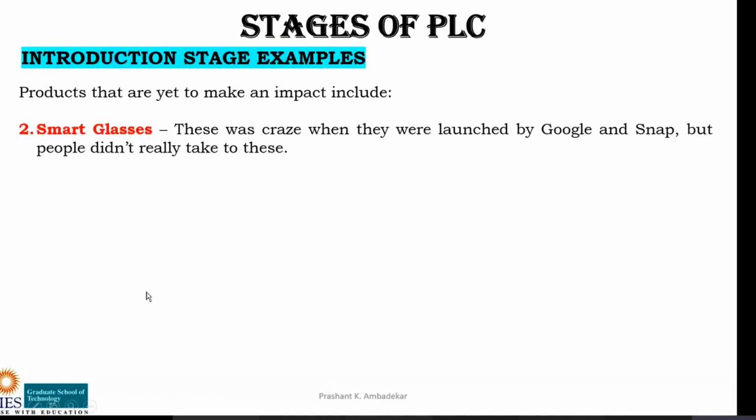Then the next product is smart glass. Okay, this glass was earlier launched by Google, but then it was not that popular. So it is still in the introduction stage. Other companies like Apple are also planning to launch smart glass, where people can see a virtual image of whatever is there in the mobile or whichever thing they connect.